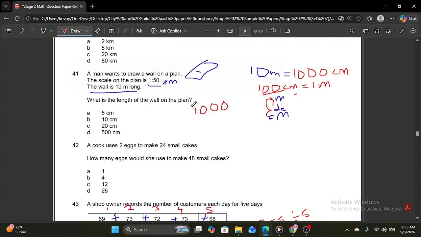So because the actual wall is 1,000 centimeters, in order for us to know how many centimeters that is on the paper, instead of multiplying now, we'll just divide, because we're not trying to find the length on the wall. We already know the length on the wall. We want to know the length on the paper. So we divide it by 50.